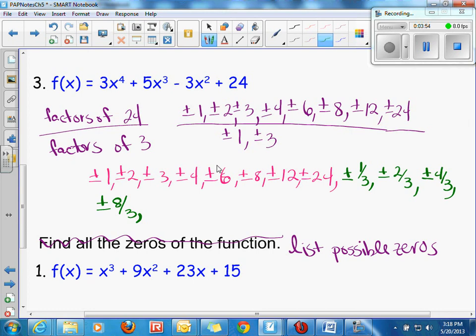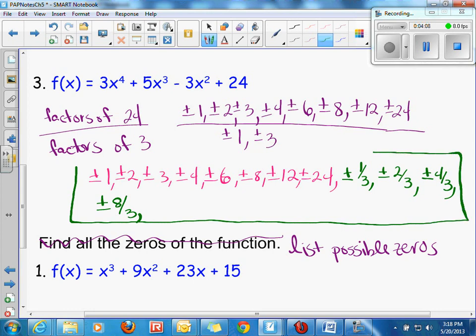12 divided by 3 is 4. It's already in the list, so it's already there. 24 divided by 3 is already in the list, so again, we don't need to put that one. So the solution to this, the list of all possible rational zeros, is all of these. So possible zeros for these equations.